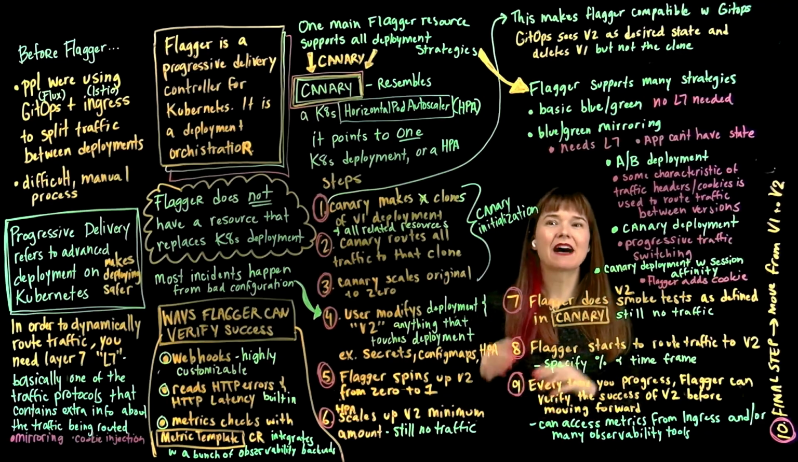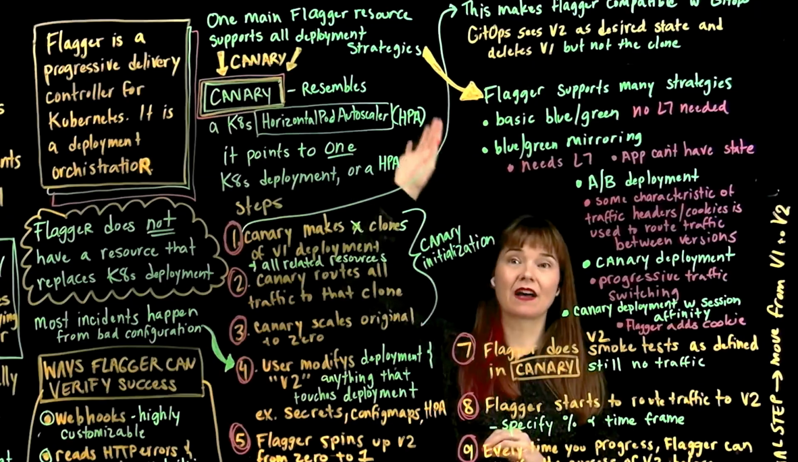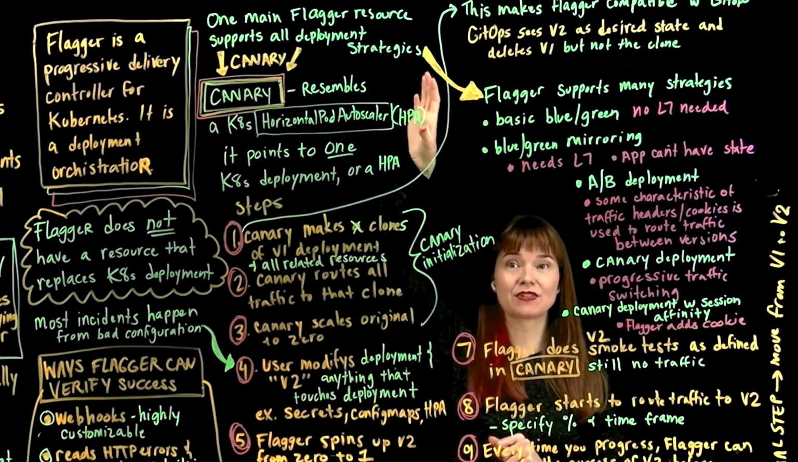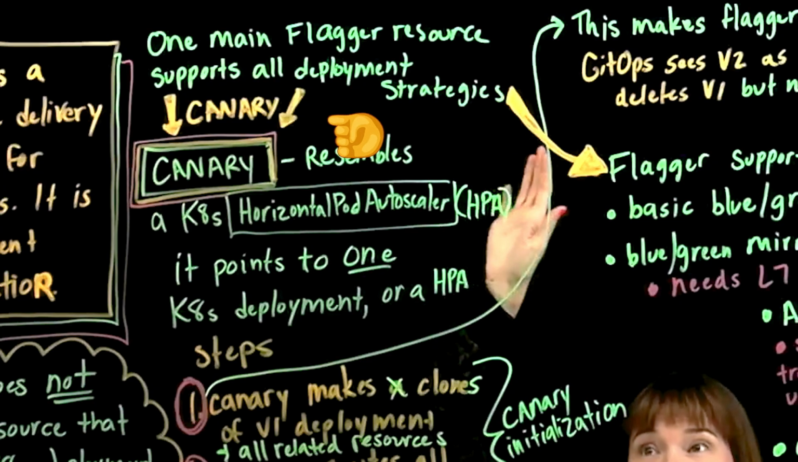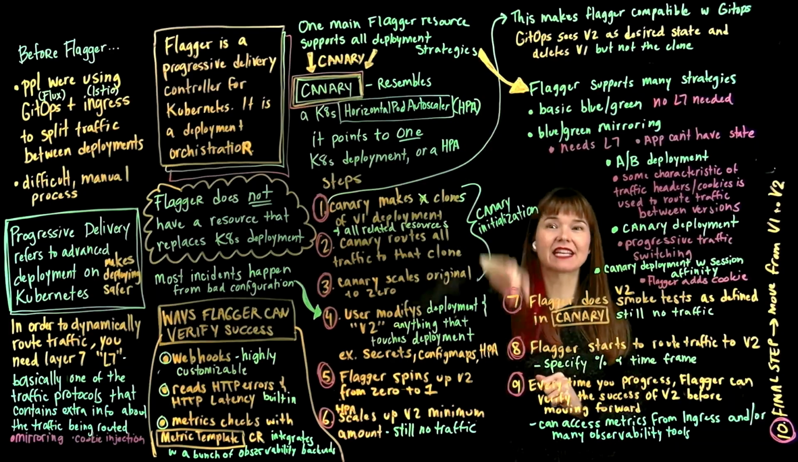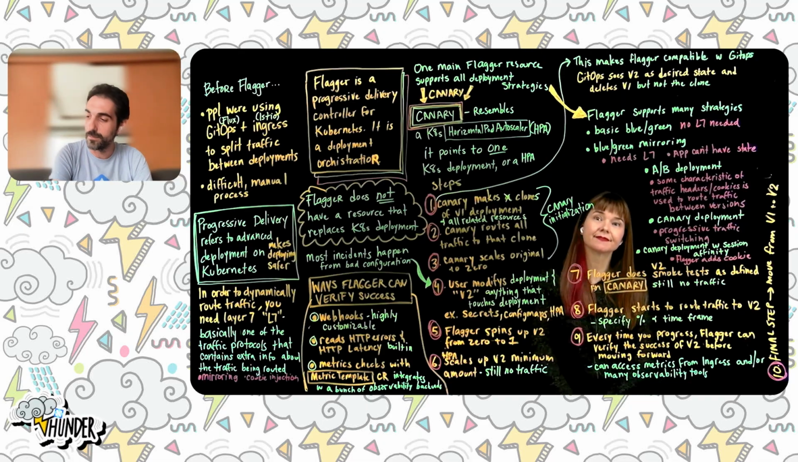So let's talk about how it works. A custom resource that it introduces into Kubernetes called a Canary. We talk about this Canary custom resource. A Canary custom resource resembles a lot a horizontal pod autoscaler custom resource. Inside the Canary, you point Flagger to your Kubernetes deployment and tell Flagger, hey, I want to do this type of rollout for this Kubernetes deployment.